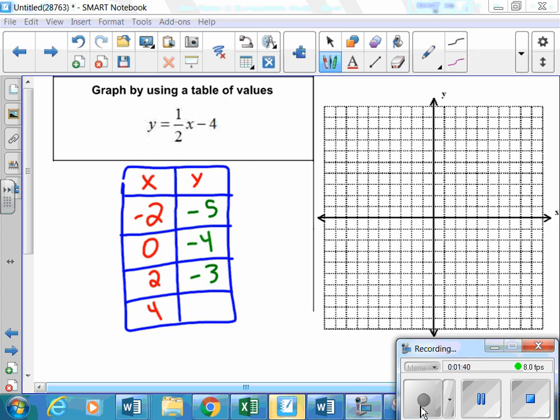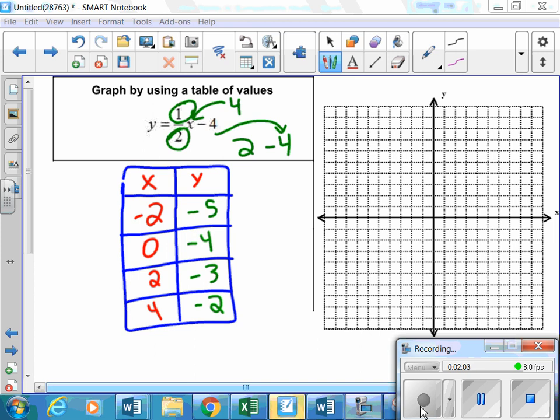We're going to plug in 4 for x. 4 times 1 is 4. 4 divided by 2 is 2. So half of 4 is 2. And then 2 minus 4. Okay, remember I'm bringing this 4 over. 2 minus 4 is negative 2. So here are some solutions you should get out. There are others that you might have come up with.